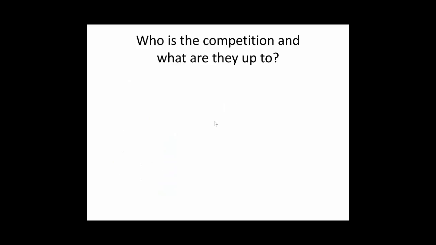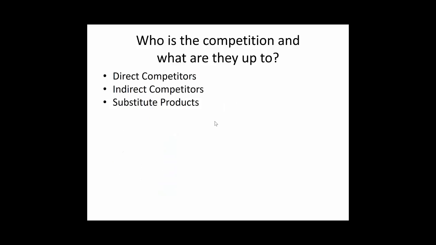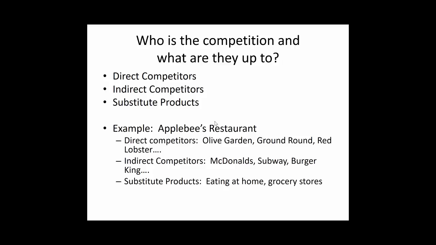So next we're going to talk about your competition. We need to understand who our competition is and what they're up to. There are 3 types of competition. There are direct competitors, the people that we're truly competing against. Indirect competitors, we're competing against them, but not totally. I mean, there are other more major competitors. And then there are substitute products.